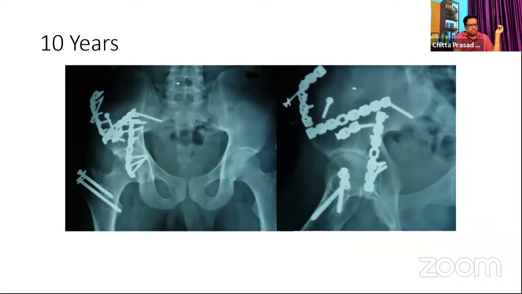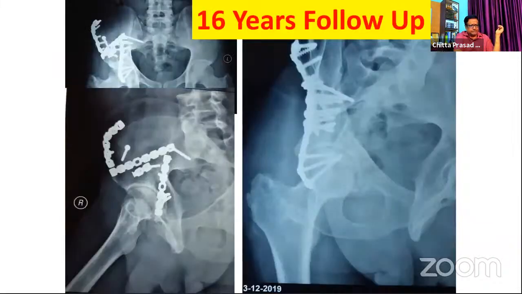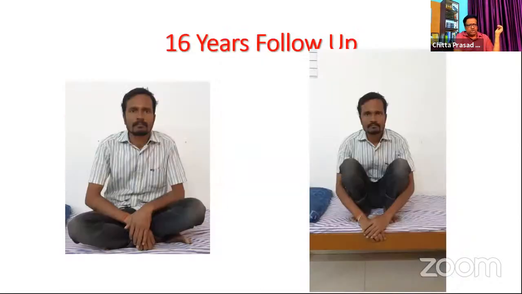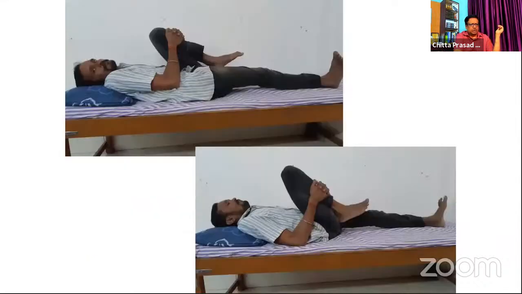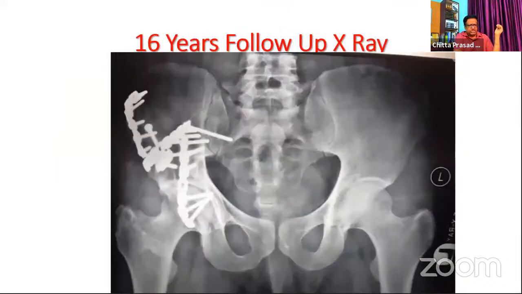This is the 10th year post-op, this is how he was at the end of 10 years, and this is at the end of 16 years. He recently had a fall and a tibial fracture. I removed the trochanteric screws, which were loose, and he still has a very good functional status after this surgery. There is no abductor weakness, no extensor weakness, no rotational issues. This is the pre-op X-ray and CT scan, and this is the post-op at the end of 16 years.